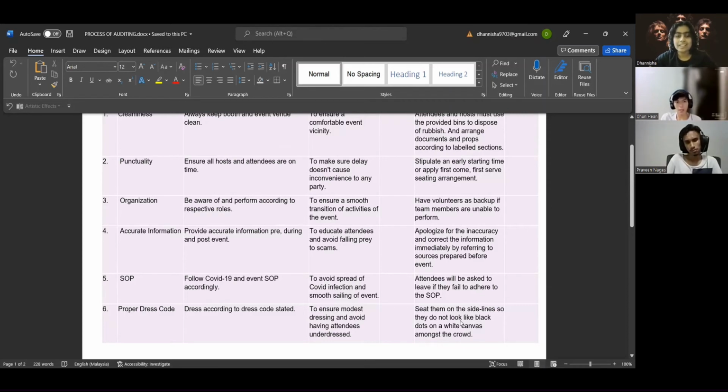Okay. Anyway, this is to ensure modest dressing and avoid having attendees underdressed, meaning they don't wear flip-flops and t-shirts and jeans, that sort of clothing to the event. It's quite a formal event. The action plan is to seat them on the sidelines in case they don't adhere to the dress code, so they do not look like black dots on a white canvas among the crowd. So they don't look awkward among the properly dressed crowd. So that's all from me.